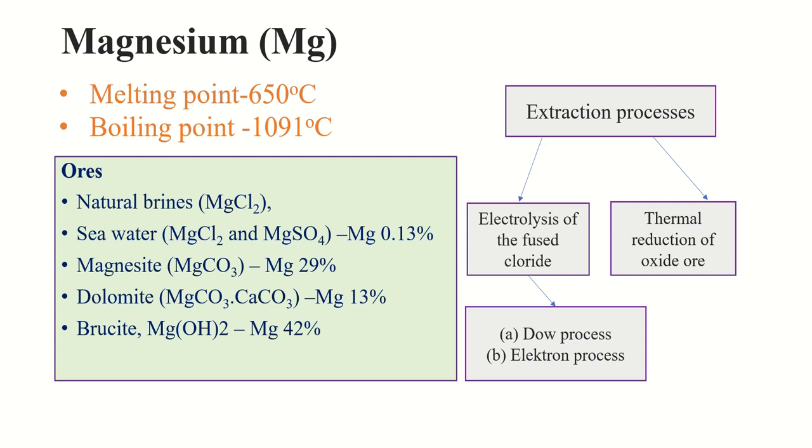Thermal reduction of oxide sources is also carried out. It is very difficult, but we can do this, because from the Ellingham diagram we can see that Mg forms very stable oxides.